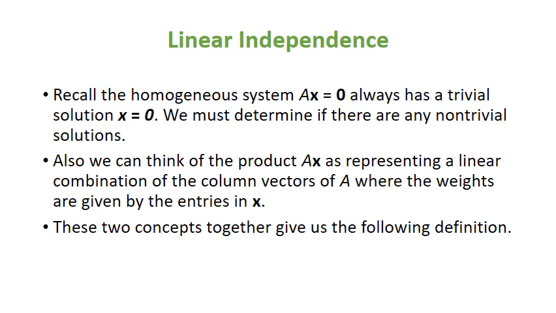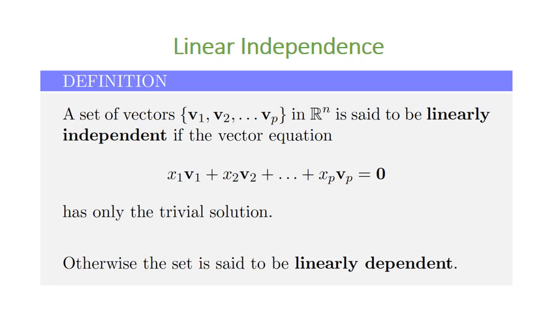So recall that a homogeneous system of this form here always has that trivial solution of x equals 0. And we're ultimately concerned about if there are any other solutions, or non-trivial solutions. A lot of times we will write this as a linear combination, and they are given different weights. And if we put these together, we'll get to what we're talking about today, which is linear independence.